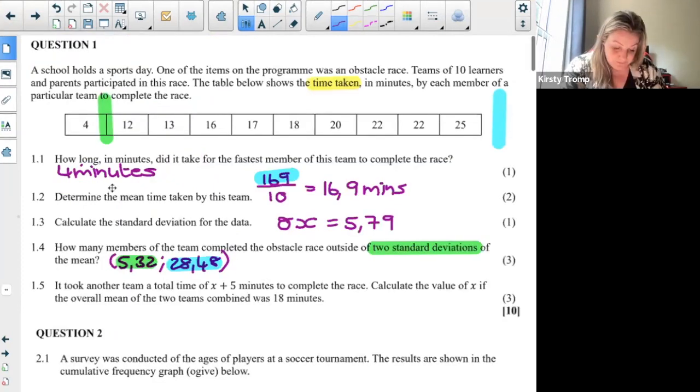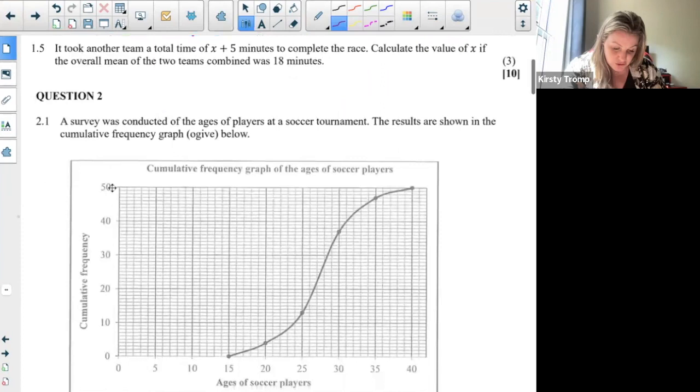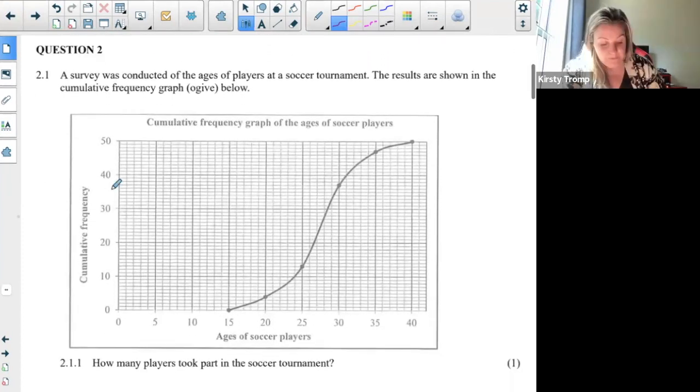Okay, let's have a look at question 2. Question 2 is on the ogive. So a survey was conducted of the ages of players at a school tournament, at a soccer tournament, sorry. The results are shown in the cumulative frequency graph below.